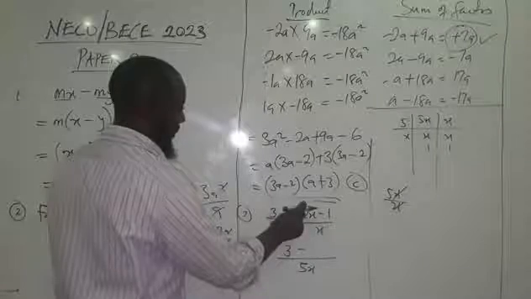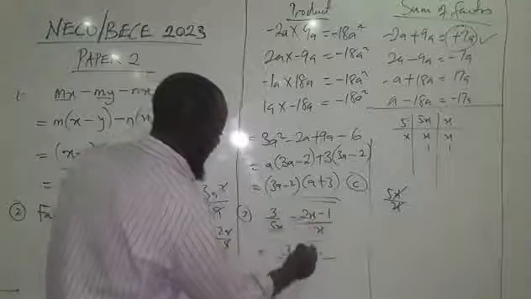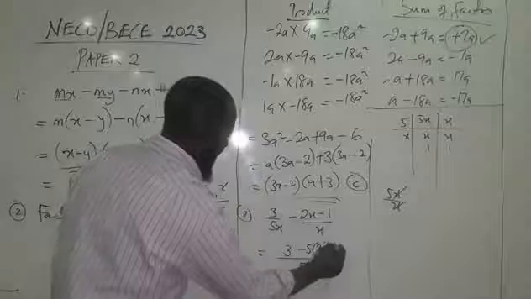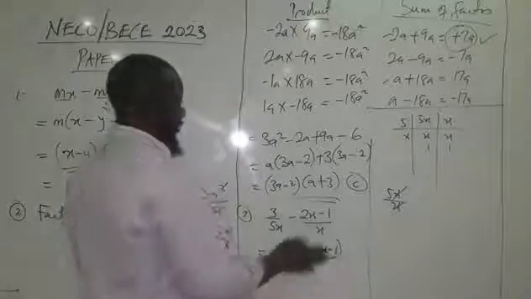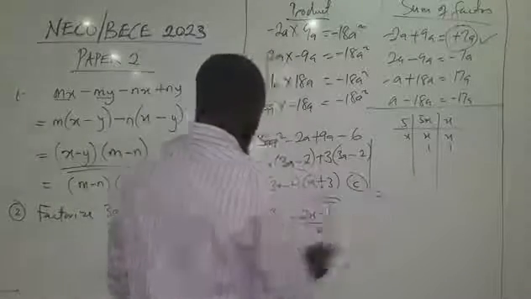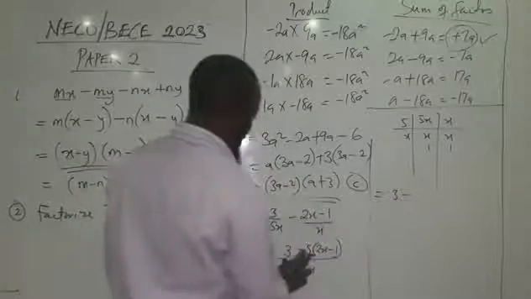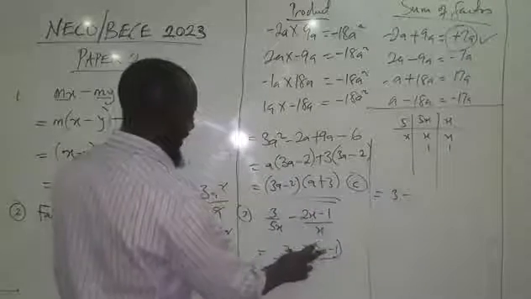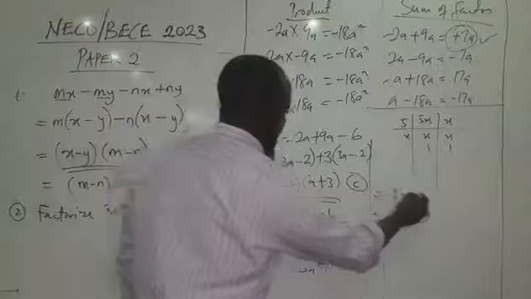So 5 multiplied by everything in the bracket will be 5 into bracket 2x minus 1. So this will give us 3 minus, and we use this 5 to open the bracket. 5 times 2x, that is what?